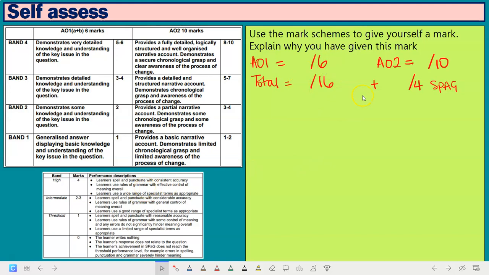So I'll have done that, and then underneath you need to make sure that you say, I have given myself this mark because.